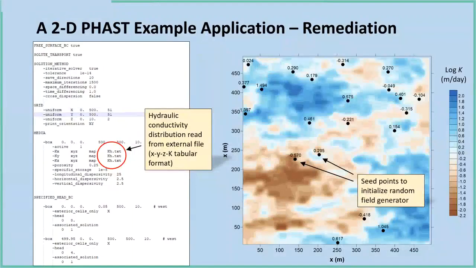And finally, a specified head boundary condition is set on both the left and the right sides of the model, with the upgradient boundary associated with non-impacted background groundwater. And this composition was derived from average groundwater samples collected from upgradient wells at this particular site.